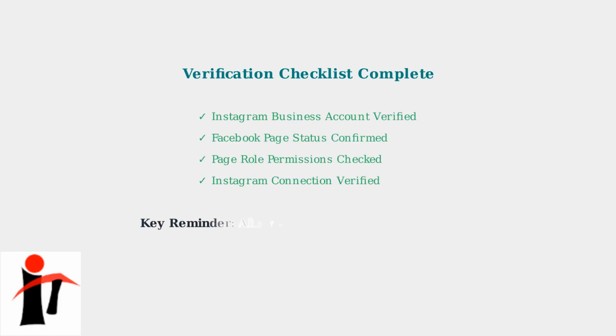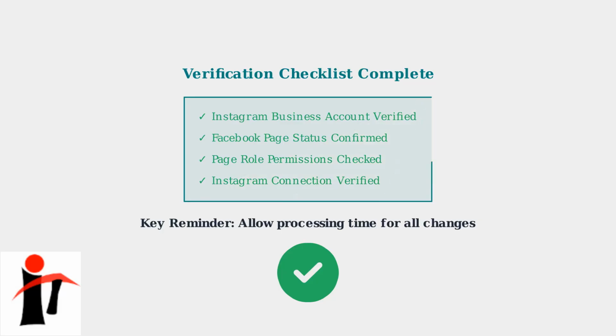If there are issues, disconnect and reconnect your Instagram account, then allow 15 to 30 minutes for the changes to propagate through the system. Following these 4 verification steps systematically will resolve most Instagram tagging issues in Meta Business Suite. Remember that permission changes and connection updates require processing time, so patience is key to successful troubleshooting.